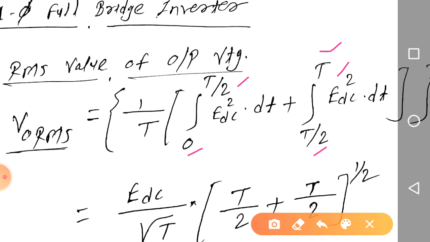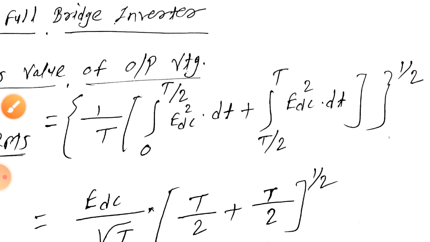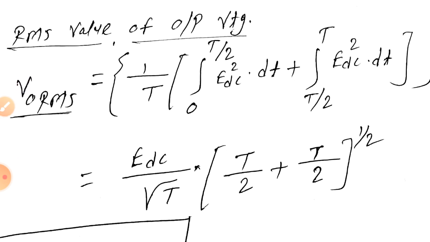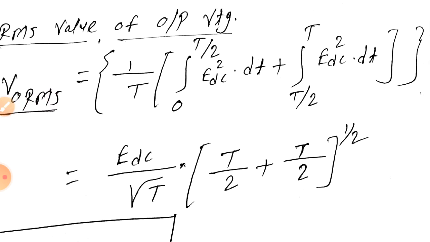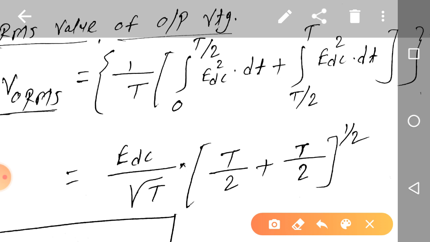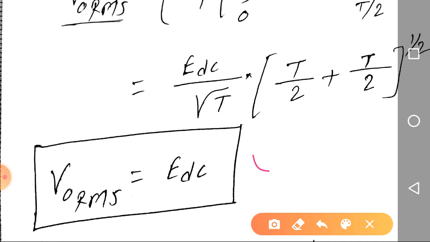Next, what is the value of V0 during 0 to T by 2? It is plus EDC, so square is EDC square, right? T by 2 to T, it is minus EDC. What is the square of minus EDC? So again it is plus EDC square, right? So it is square root of mean of squared values. After simplifying it, we can get EDC common, so it is taken outside of the square root. So it is EDC by root T into putting the limits T by 2, T by 2. So V0 RMS is equal to EDC, right? RMS value of output voltage is equal to EDC.